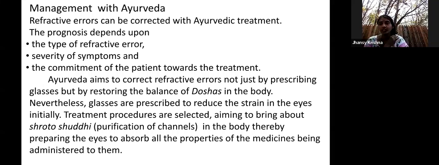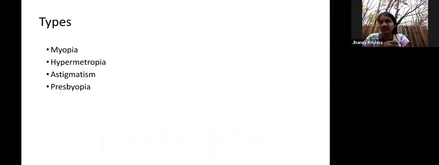For refractive errors in Ayurveda, first Kosha Shodhana is done, which restores the balance of imbalanced doshas in the body. Next, the medicines are prescribed, which results in proper absorption of medicine and cure of disease. Types of refractive errors are myopia, hypermetropia, astigmatism, and presbyopia.